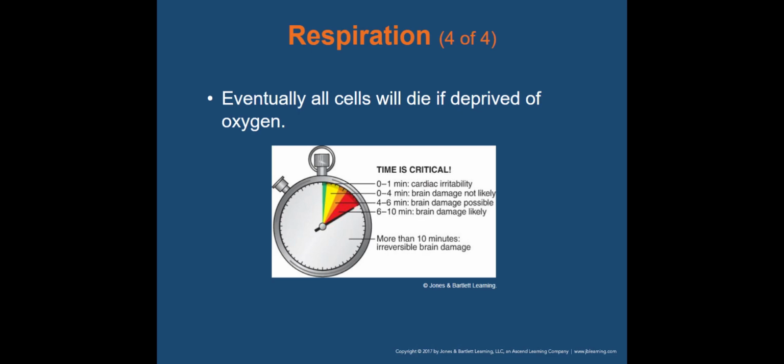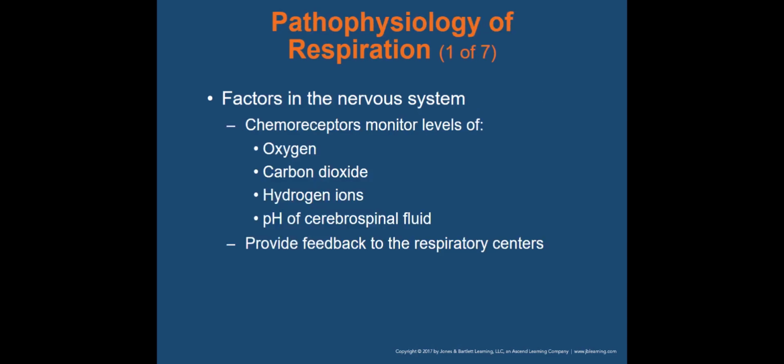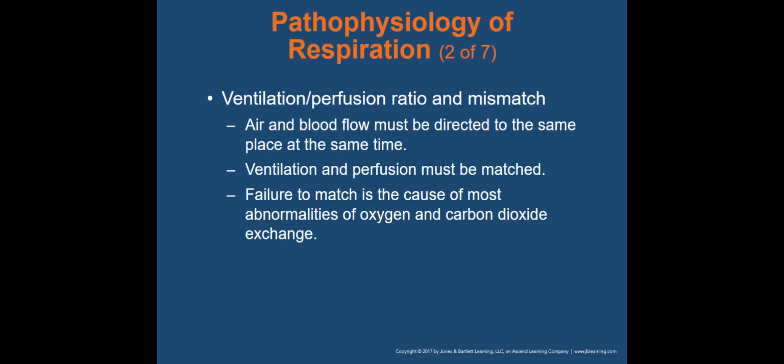When there is enough oxygen, cells convert glucose into energy through aerobic metabolism. Without adequate oxygen, anaerobic metabolism takes place, which cannot meet the metabolic demands of the cell. If this process is not corrected, the cells will eventually die. Chemoreceptors monitor levels of oxygen, carbon dioxide, hydrogen ions, and the acidity or pH of cerebrospinal fluid and provide feedback to the respiratory centers. The feedback may be need to breathe more, need to breathe less.